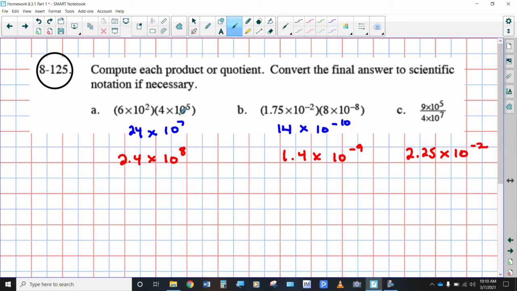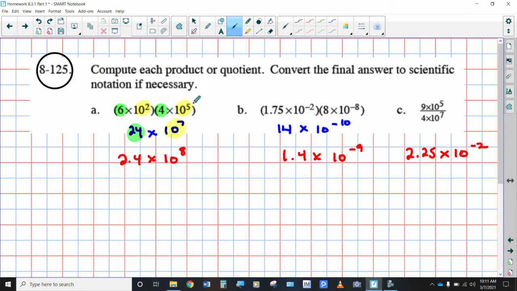Compute each product or quotient. Convert the final answer to scientific notation if necessary. Okay, so in this case, we're going to start by multiplying the leading digits together first, and then the powers of 10 together. And then we see 24 times 10 to the 7th, but that's not scientific notation because this number is supposed to be a number between 1 and 10, right?